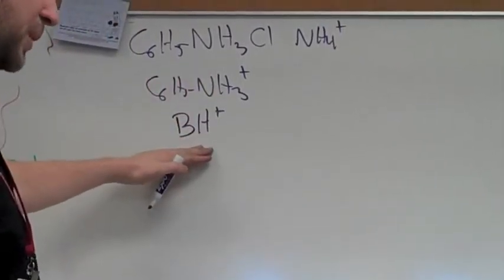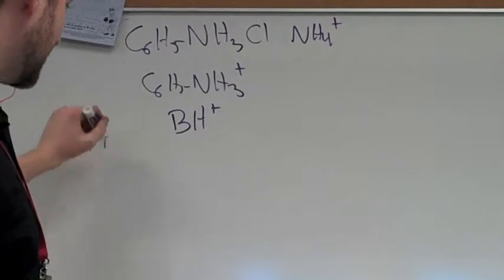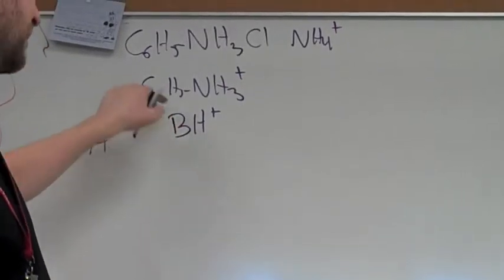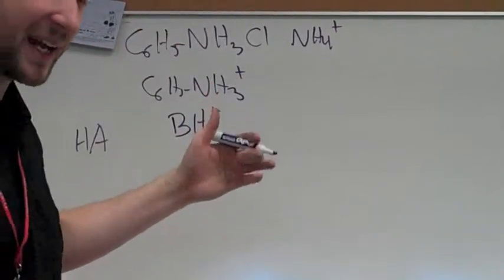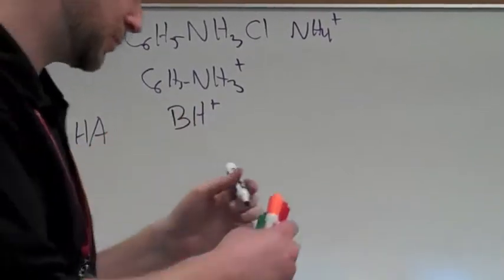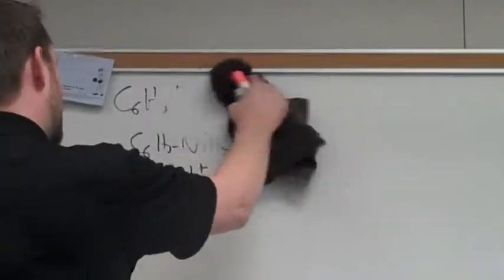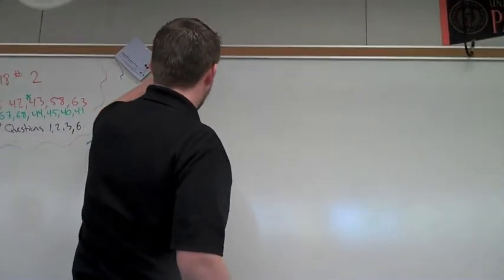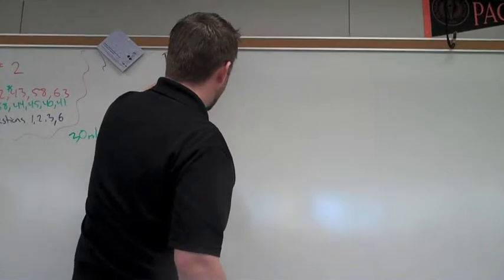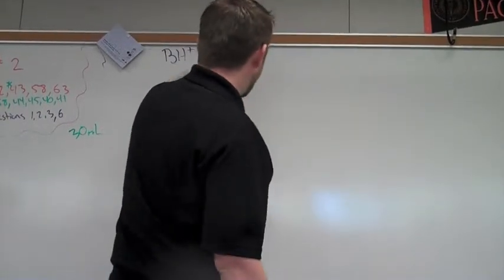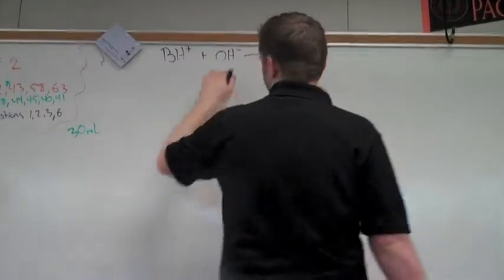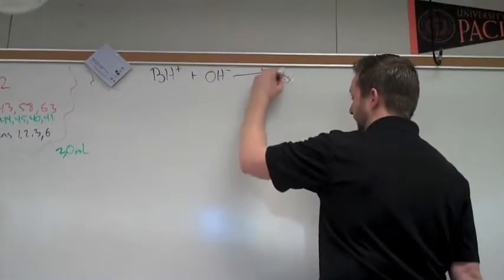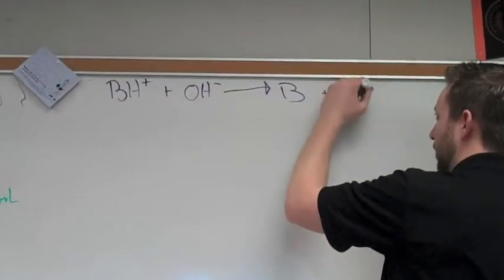The reason we're calling this BH+ instead of the generic acid HA is because this is the conjugate acid of a base that has been formed by gaining an H+ ion. So what we're doing throughout the problem, guys, is a titration. We're taking this weak acid, aniline hydrochloride, BH+, and adding hydroxide ions in the form of sodium hydroxide, and this is going to neutralize and go back to the base aniline, plus water.